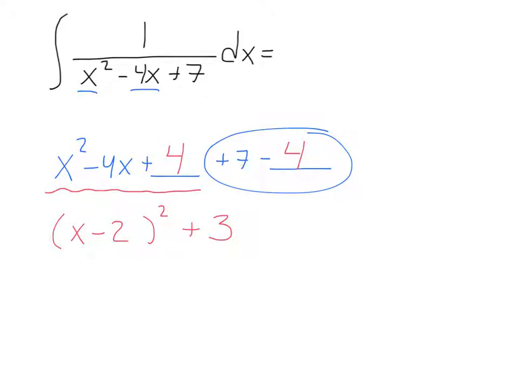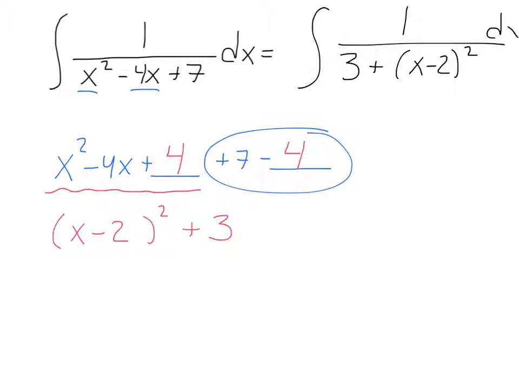So how does that help me? Well, let me put that in there. My denominator can now be thought of, and I'm going to put the 3 first, as 3 plus x minus 2 quantity squared. And I would strongly encourage you to FOIL out x minus 2 squared, add it to 3, and what you're going to see is you will get the quadratic x squared minus 4x plus 7. These two things in the denominator are equivalent.